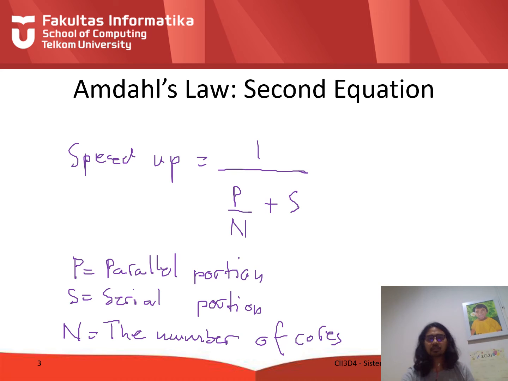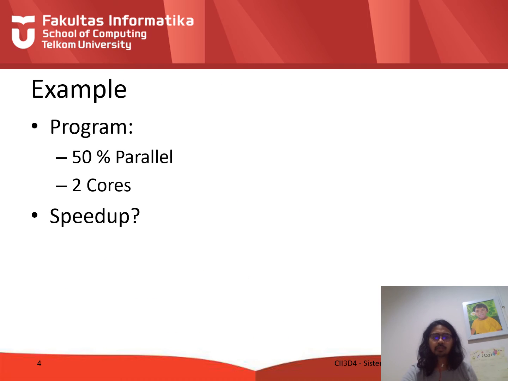First, I'll give you an example. Here we have the same example as before. We have a program and 50% of the program is parallelable, but here we have additional information: there are 2 cores involved. So now with the second equation, what is the speed up? First we write down the equation. Speed up equals 1 over P over N plus S.